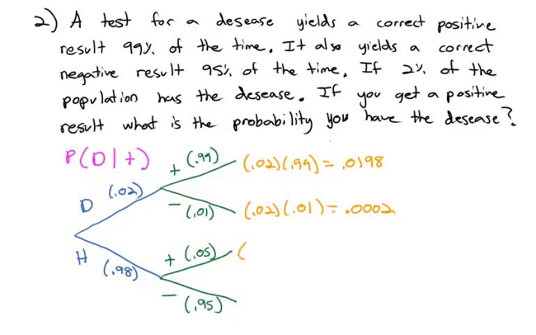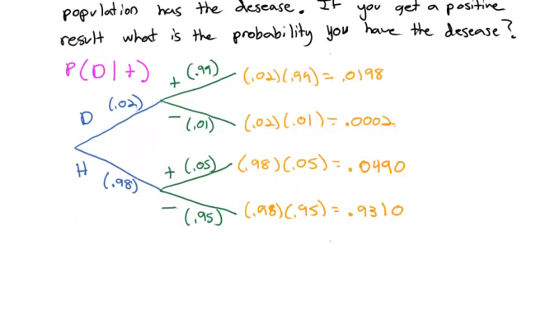The healthy with a false positive, that's 0.98 times 0.05. That's going to be 0.049. I'll add a 0 just to make it consistent with the decimal points. Doesn't really need the extra 0. And the last one, 0.98 times 0.95. On the calculator gives us 0.931. Add a 0 to make it consistent. And now we've got all of our individual probabilities.